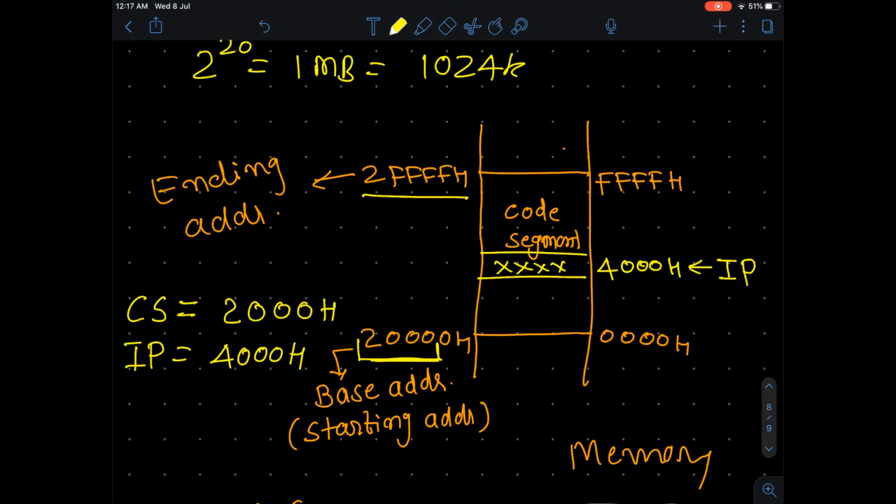But when the processor has to read this instruction, the processor will require this address, and this address must be how many bits? This address must be the 20-bit address. To read it, the processor requires the 20-bit address. But here we have two addresses, CS equals 2000 and IP equals 4000, and using these two addresses, the 20-bit address is calculated.